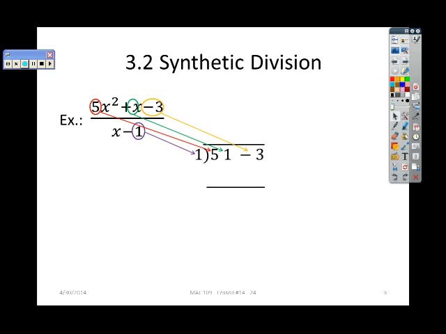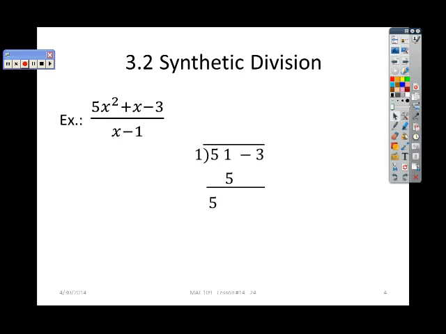Then we draw a horizontal line, leaving some space in between. We bring down this first number. Don't do anything at all to it, just bring it down. Write it below the line. Then I'm going to take this number written outside here, and multiply it by this number here. So 1 times 5, and I'm going to write 5 up above the line now in the second column.